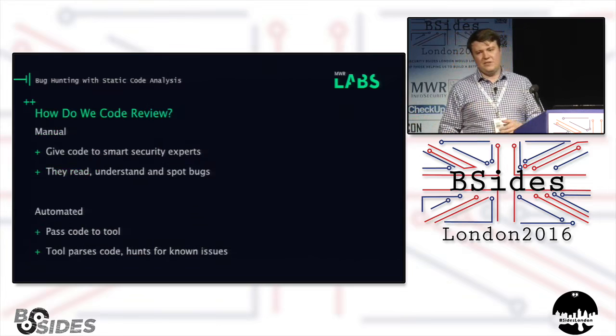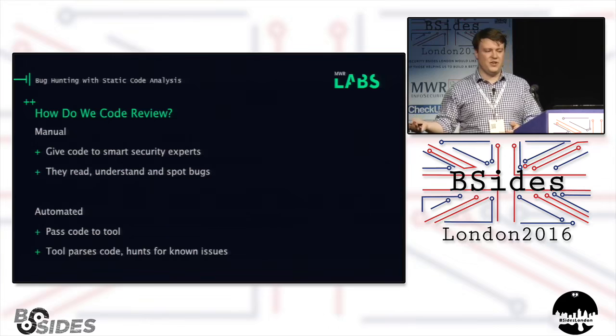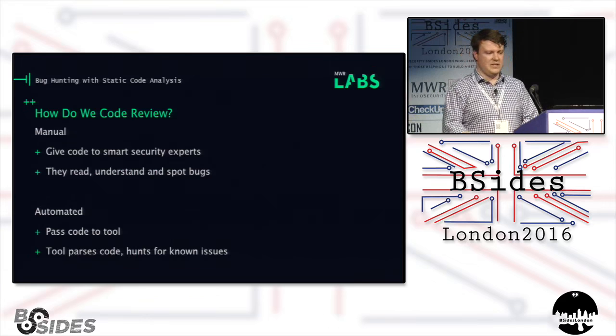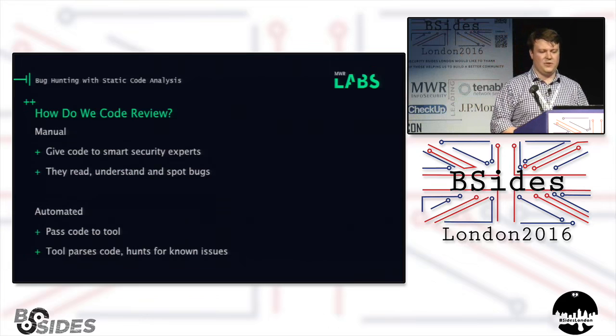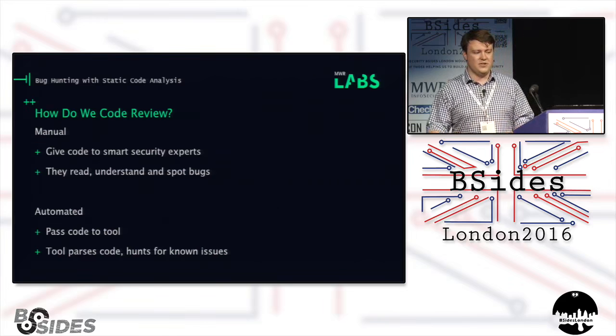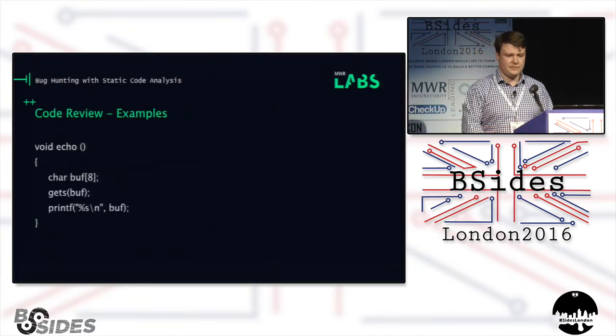So, how do we do code review? You can either do it manually, or you can build yourself a tool to do it. In the manual sense, you give it to some smart security people who understand how to look for bugs in source code, and they read through it, try and find some bugs. Often you'll find quite a few that way. The other approach is to build yourself a tool, pass your code into the tool, and let the tool understand and reason with the code in order to spot issues that it can understand.